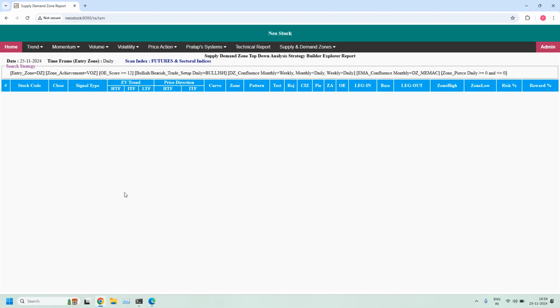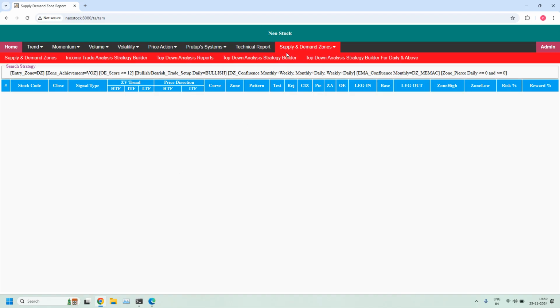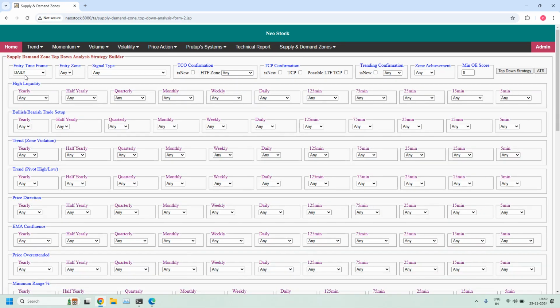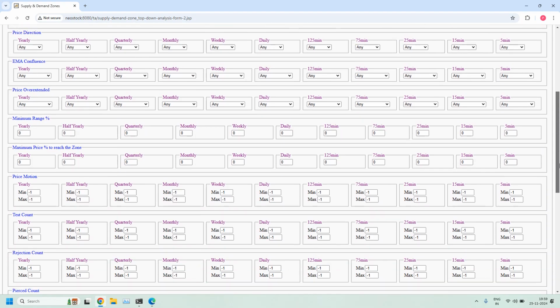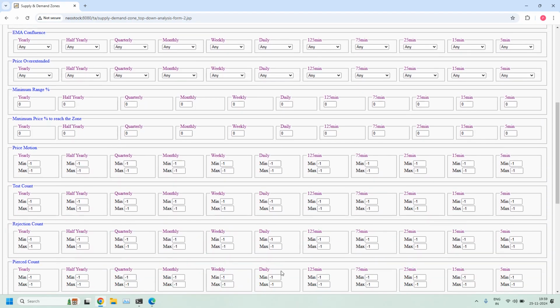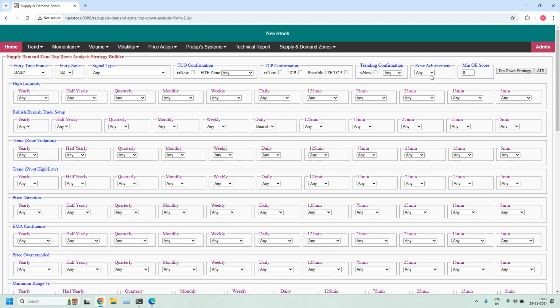Okay, next let us look for bearish trade setup for monthly income trade. Entry time frame daily, entry zone supply zone. In bullish or bearish trade setup at daily entry time frame, selecting bearish. Daily supply zone should not be pierced. In the pierced count at a daily minimum value 0, maximum value 0. Zone achievement violated, opposing zone, minimum odd enhancer score 12. All 3 filters are applied to daily supply zone.